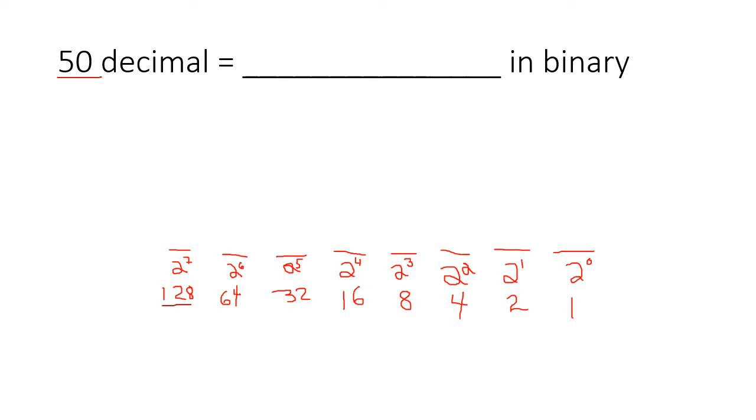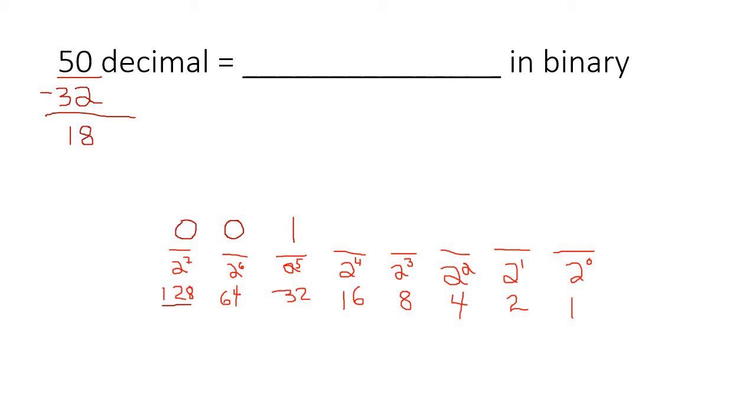If I can't do that, I have to put a 0. So 0 for 128. Moving to the right, 64 is also a 0. There are no 64s in 50. That's essentially what that 0 is saying. Moving on to the right, now we have 32. I'm going to put a 1 in the 32's place. And now I'm going to subtract 32 from 50. I'm going to find my remainder, 18.